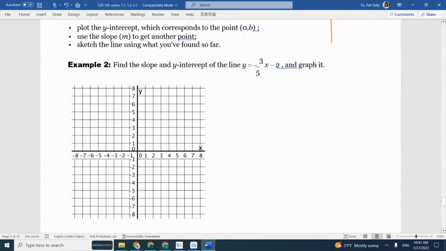Now look at this example. So everybody draw the line. Okay, we're given the slope intercept form. Draw the line. Good. Got it.